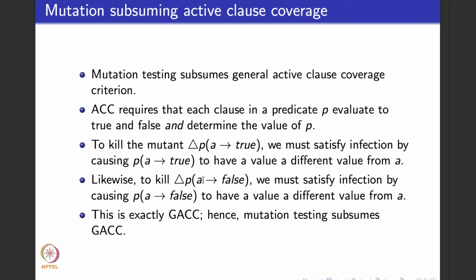This is exactly what the generalized active clause coverage criteria is, because it says that each clause becomes true and false. Here, for example, if A is an arbitrary clause that we have chosen, A becomes true once and false once, and to kill it, the predicate should have a different value in both the cases.